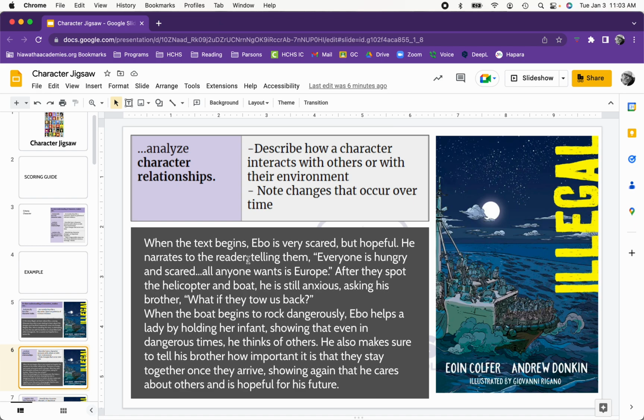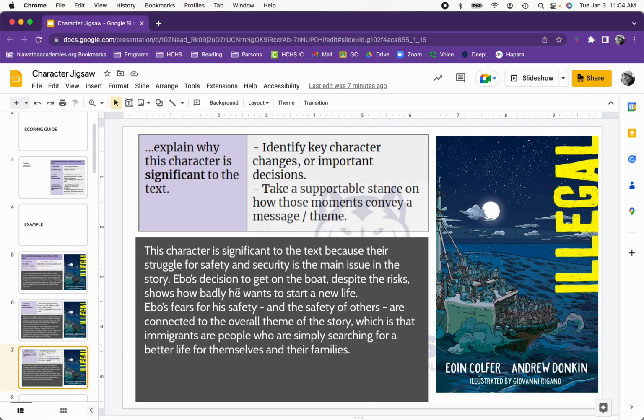As you can see here, I've looked at Ebo's relationship with himself and his environment, his relationship with his brother, and his relationship with other people on the boat. And then finally, I have to take a supportable stance on how this character is important to the text and what they're teaching the reader overall.